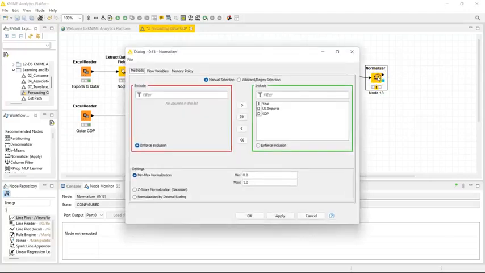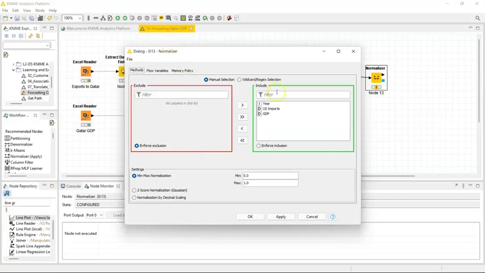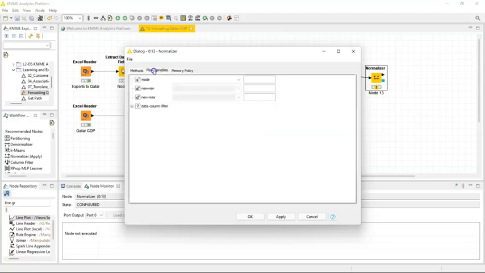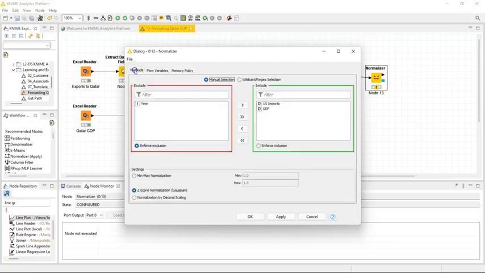Now, if we normalize this, we'll be able to see trends as well as how those two variables move in relation to each other. Opening up the normalizer node, you can include the variables you want to apply the normalization for. You can use the min-max normalization. You can use the z-score normalization, which is my preference because I am a psych major and we live and die by the z-score. And you can also normalize by decimal scaling. If you have flow variables, you can specify those here, and you can also control the memory policy. It's a very straightforward node to configure.